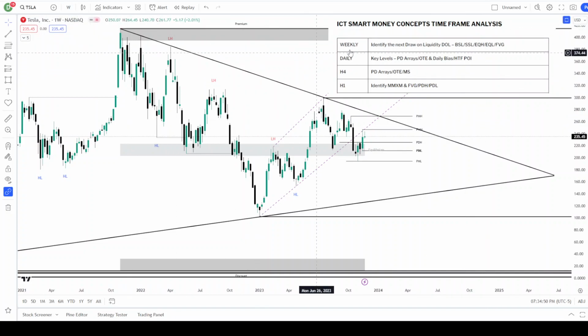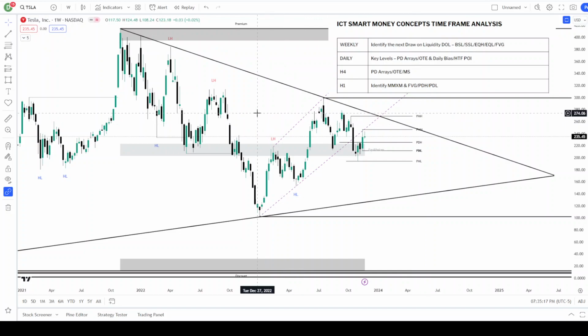On the weekly time frame, the first thing we're looking for is to identify the next draws on liquidity. DOL is draw on liquidity, and those draws on liquidity are going to be buy side liquidity, BSL. SSL is sell side liquidity. EQH is equal highs. EQL is equal lows. FVG is fair value gaps. Okay, so we want to have our chart on the weekly chart, and then we are looking at the weekly concepts time frame analysis, and we're going to identify these.